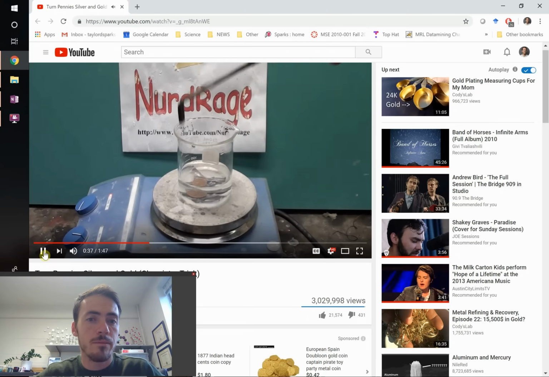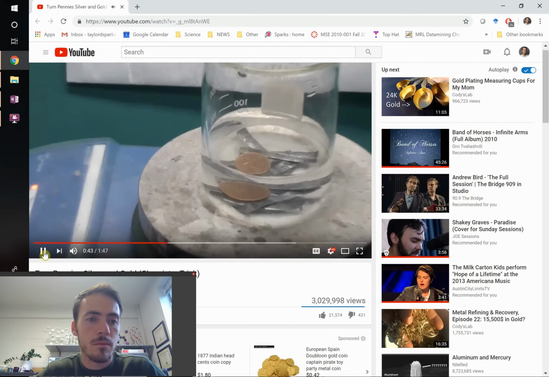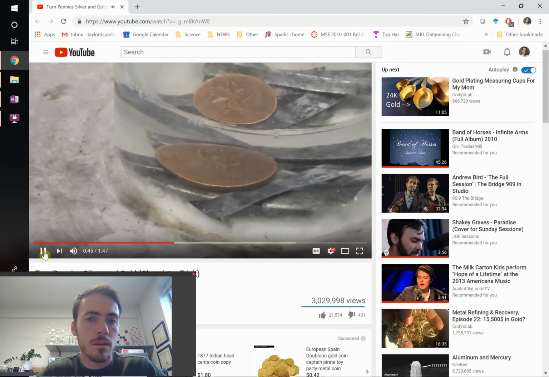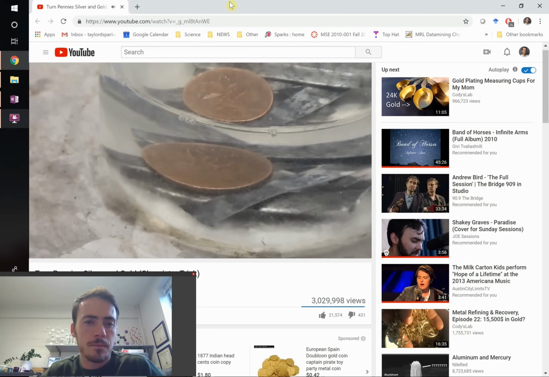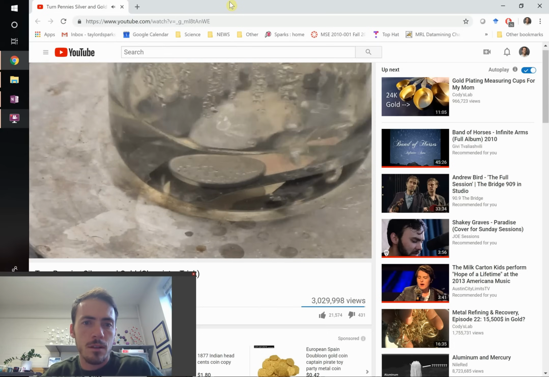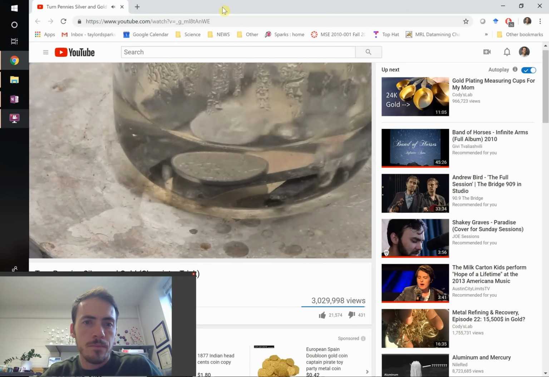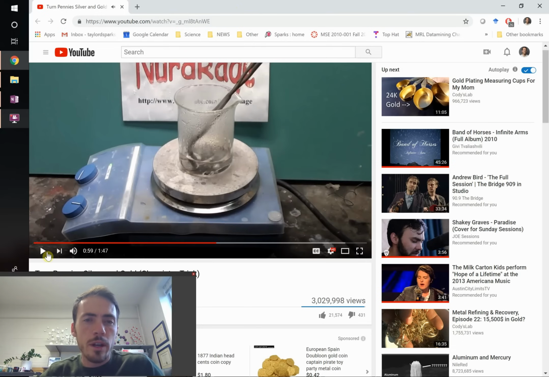What's happening is the zinc is reacting with the copper and dissolving, while delivering electrons into the copper. The copper, now charged with electrons, will reduce zinc onto its surface, giving a silvery color. This takes about 10 minutes, so I'll skip over that. Here you can clearly see the more silvery color of the penny. Okay, so what is that silvery color, right? We had copper touching zinc, right?